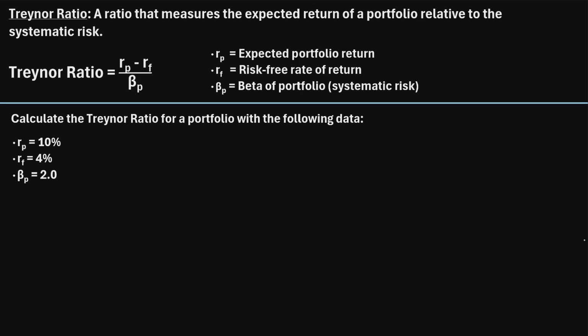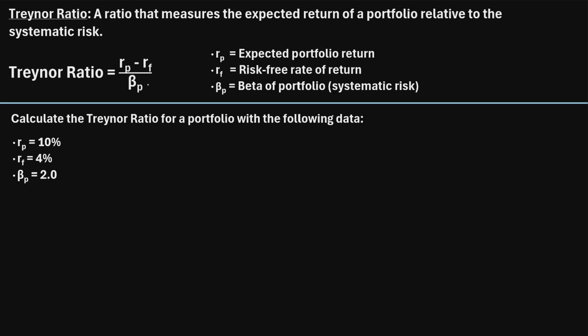In finance, the Treynor ratio is a ratio that measures the expected return of a portfolio relative to the systematic risk of the portfolio. Now, if you want to calculate the Treynor ratio of a portfolio, you take the expected portfolio return, then subtract the risk-free rate of return. The risk-free rate of return is the return on an investment that has zero risk associated with it. Something like a 3-month US Treasury bill would be an example of that.